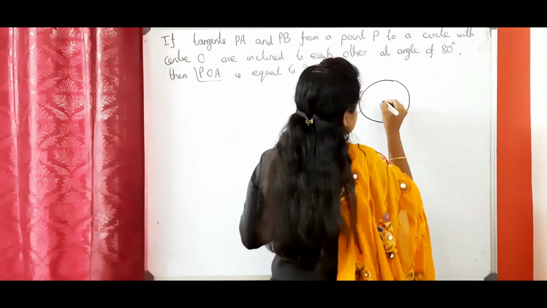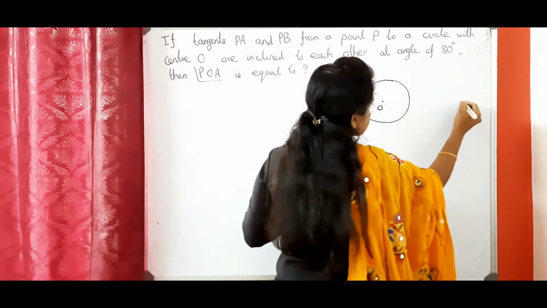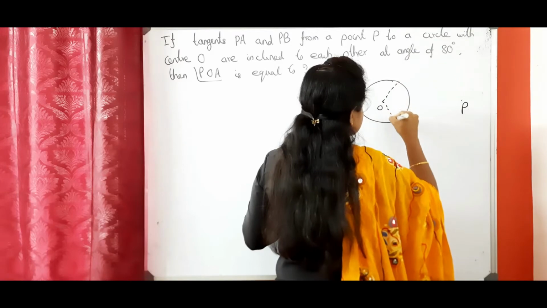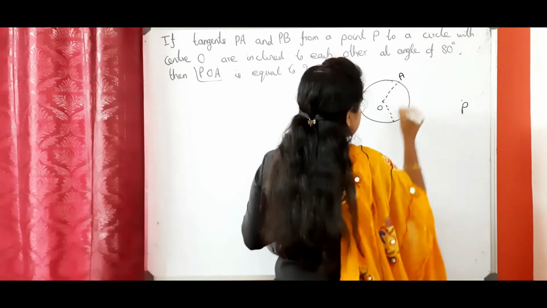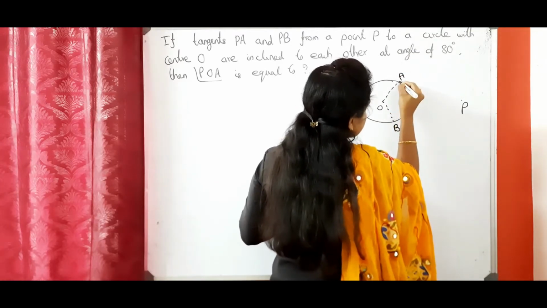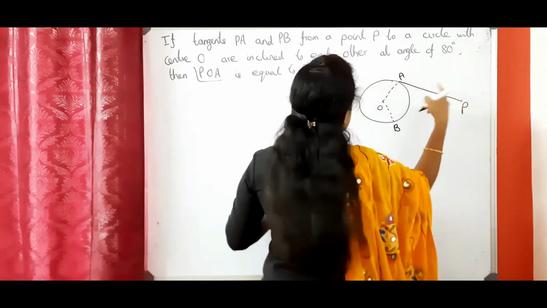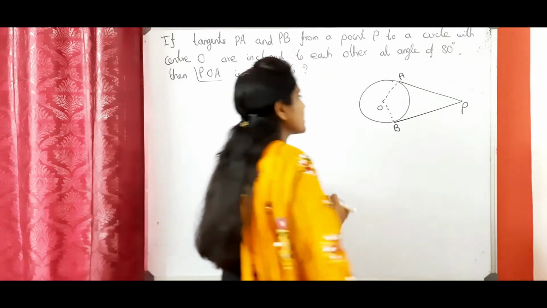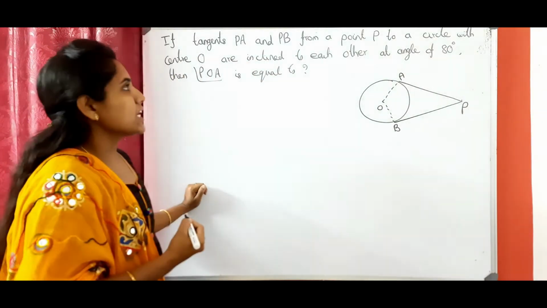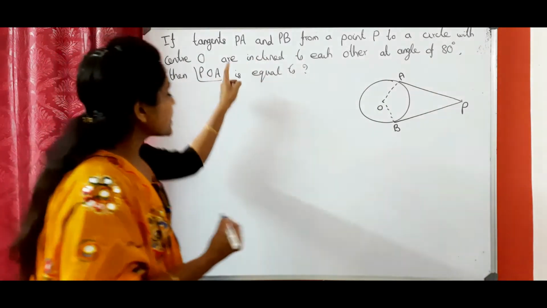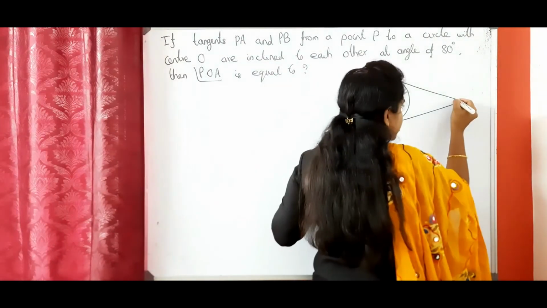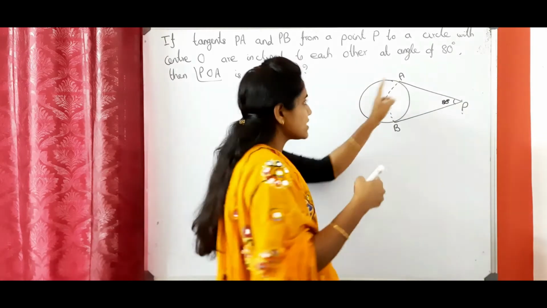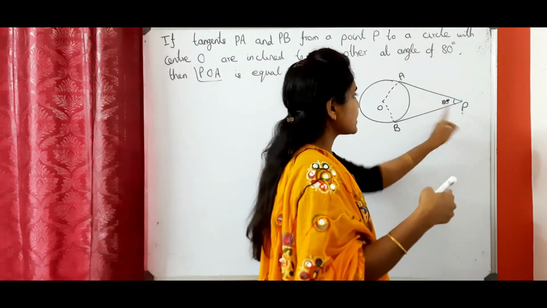So this is a circle with the center O, and this is the external point P. This is the radius of the circle. I am taking this as A and this as B. The question has given PA and PB are the tangents of the circle, and the inclined angle, this is the inclined angle, right? This inclined angle they have given as 80 degrees. Inclined angle means APB, which is 80 degrees.